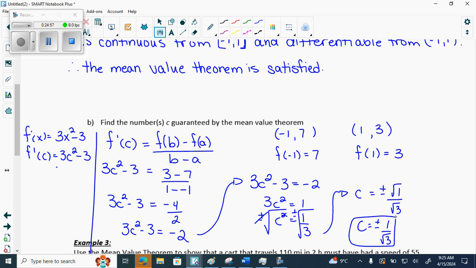Right? And we could double check it. We could plug the 1 over root 3 and the negative 1 over root 3 into f prime, and you get a slope of negative 2 because you just solved that. So that's what the mean value theorem is. Now, where could it be used in a word problem?